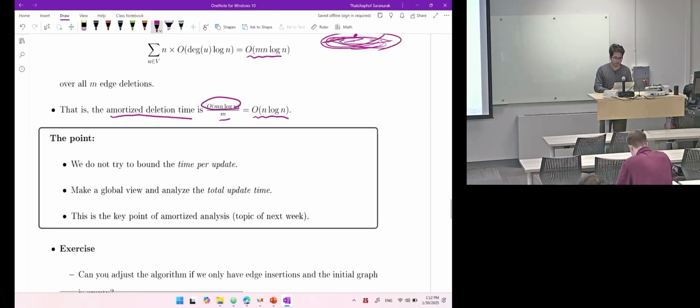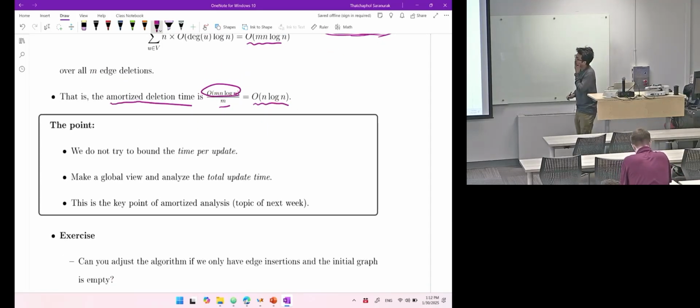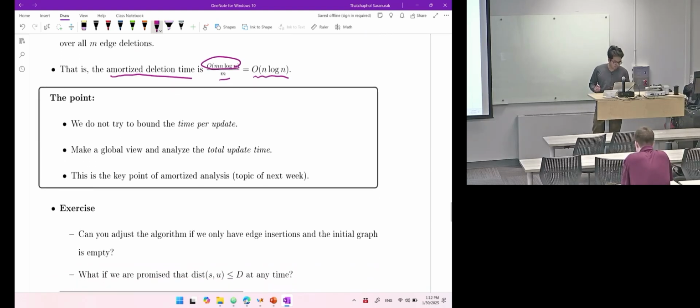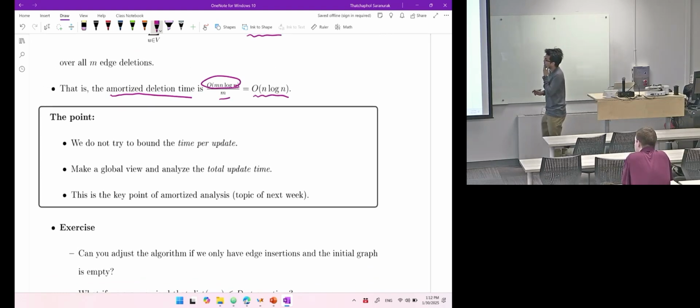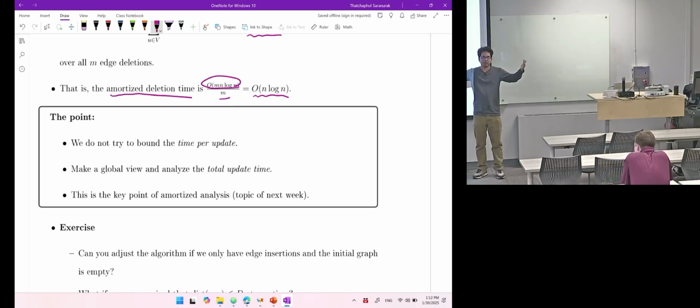Just to make sure you understand, I have some question. Suppose instead that I have a graph and I keep inserting edges instead. I start with an initial graph that is empty, and I keep inserting edges. Can you maintain the distance from a single source efficiently? What do you think? How can we do this?